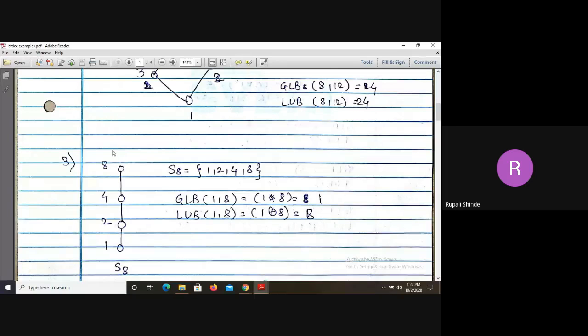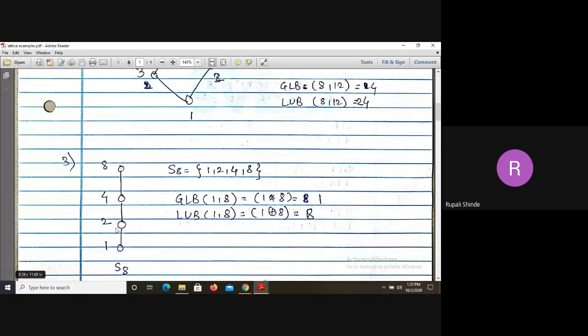So here all the elements are placed in line. That's why we can call this one a toset also. Already we have seen this concept in unit number 4. If the set of elements forms a chain or a straight line, then that one is called a toset.